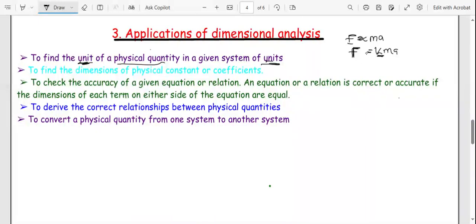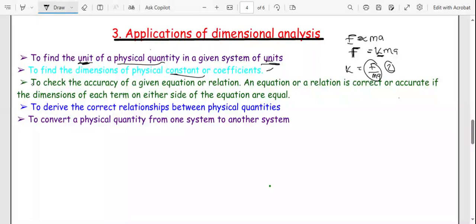Now if you are to calculate the constant, you'll be able to relate to say k is equal to f over m a. So the dimensions will obviously be of a constant, so we'll be able to find the dimensions like that.